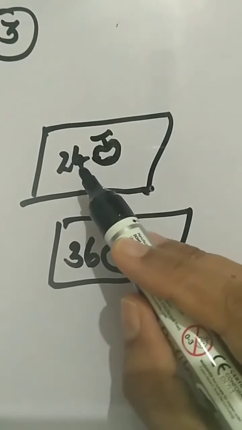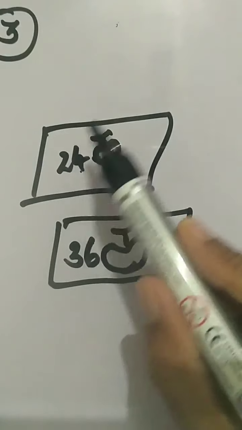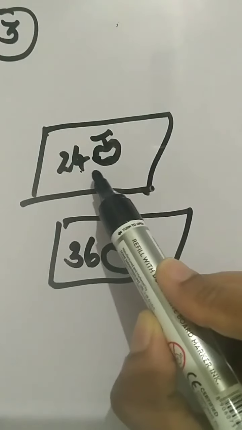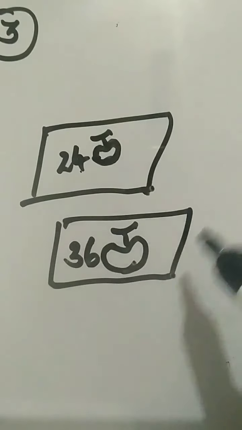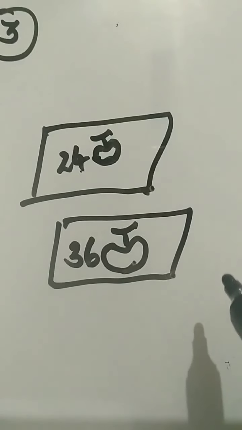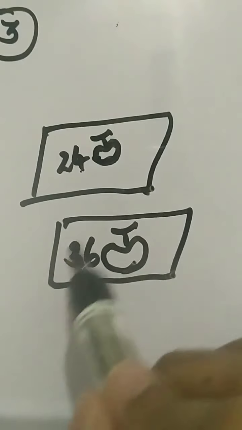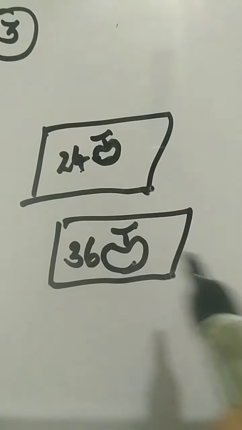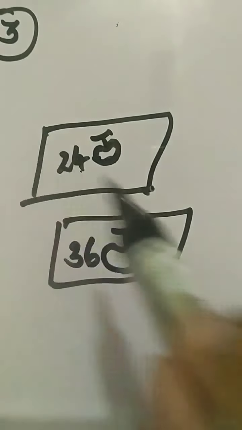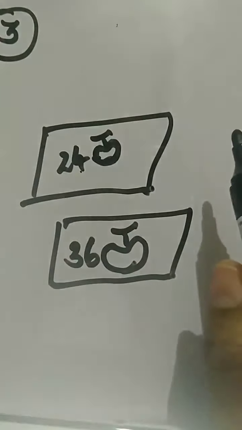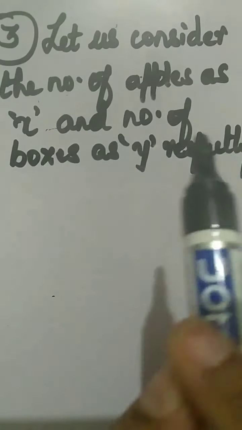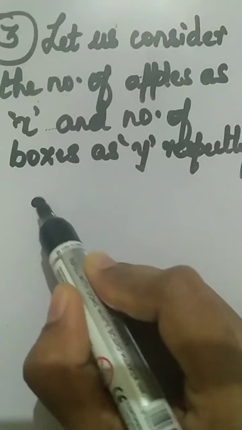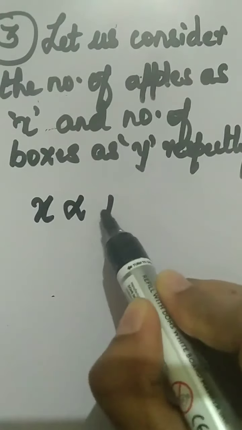So as one quantity increases, the other decreases. As the apples accommodated in this box are fewer, more boxes will be required. As the number of apples accommodated in this box is more, fewer boxes will be required. So, inverse variation. Let us consider the number of apples as x and the number of boxes as y respectively. What is the relation? x varies inversely to y.